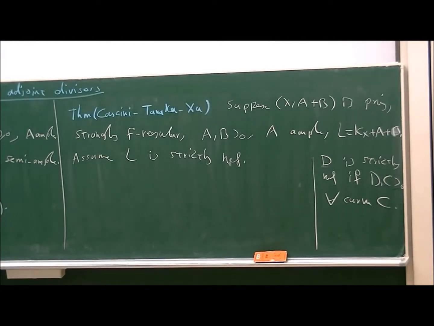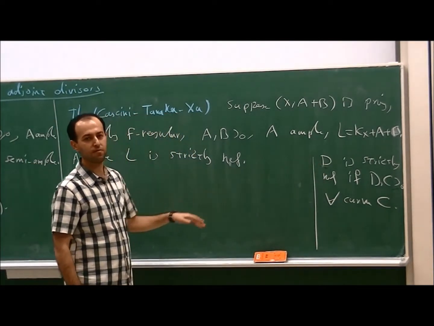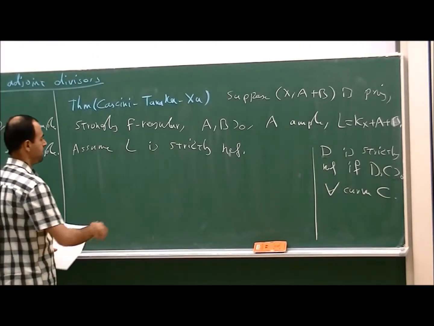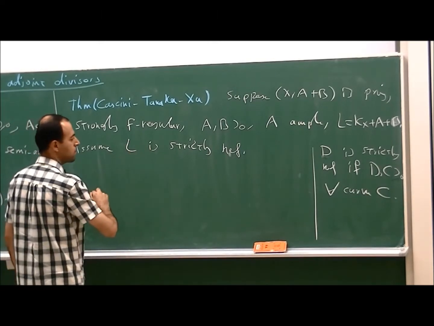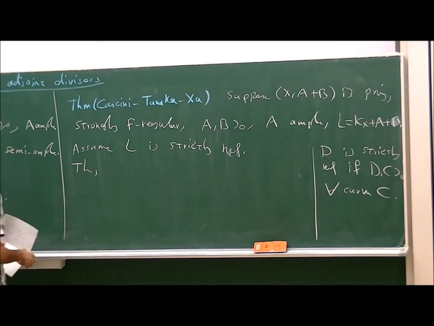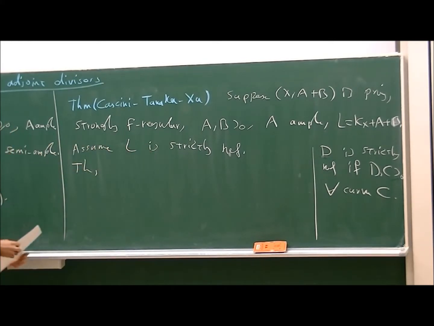It looks like an ample divisor. But in general, this kind of divisors don't have to be ample. They might even have negative Kodaira dimension. In other words, they may not have any sections. So this is a very strong condition. If you have this condition, then the semi-ampleness holds. But because of this strict nefness, semi-ampleness in fact is the same as ample.